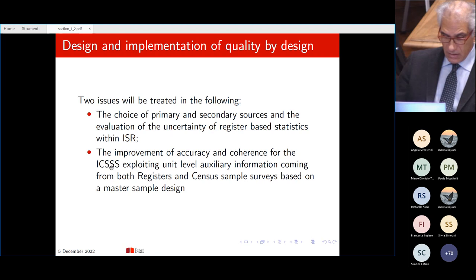This is related to the census and social survey integrated system, exploiting the information coming from the master sample for the second phase surveys, and also the information coming from registers.